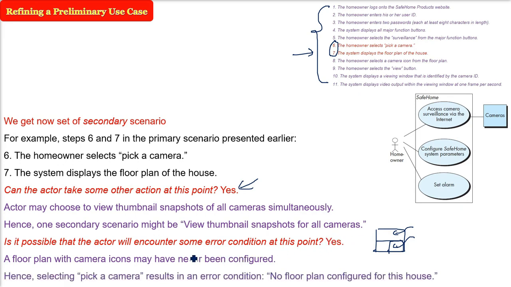So selecting a camera will result in an exception, or you can say an error condition. That can be no floor plan configured for this house, or no camera planning done up till now. These are the alternatives. These are the interactive alternatives. So this is the secondary scenario we are making.